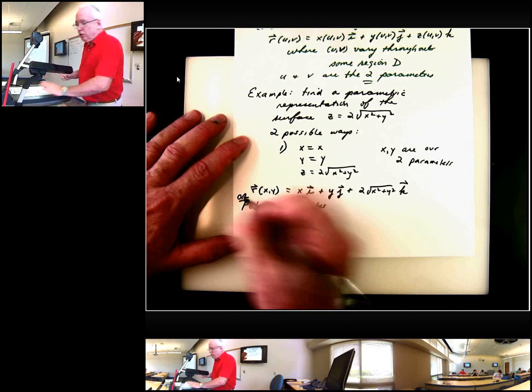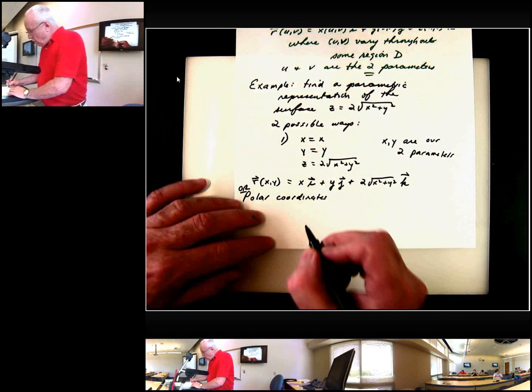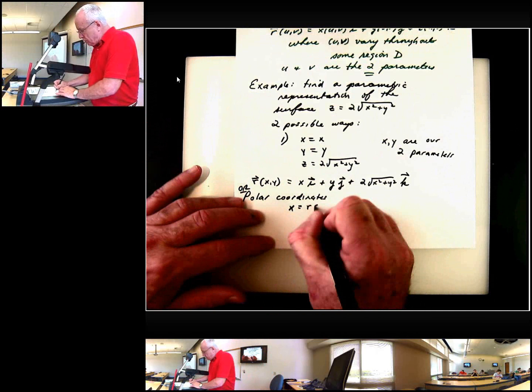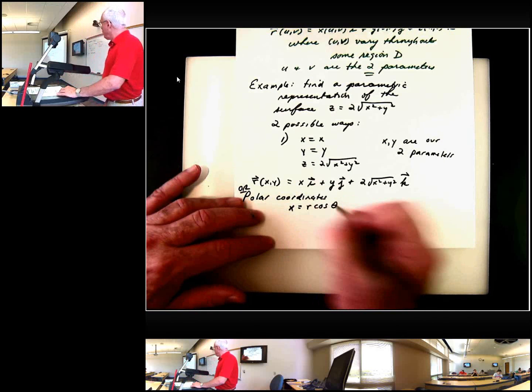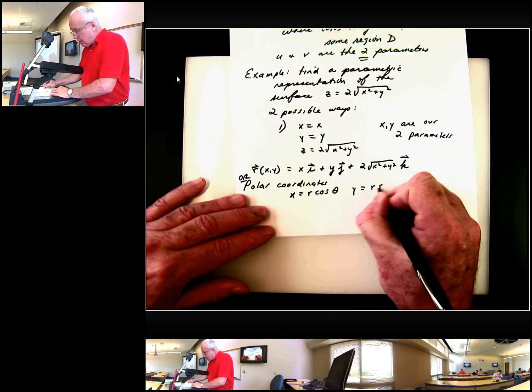Or we could use polar coordinates. Okay, now with polar coordinates, let's see. Well, our x in polar coordinates is r times the cosine of theta, all right? Our y is r times the sine of theta.